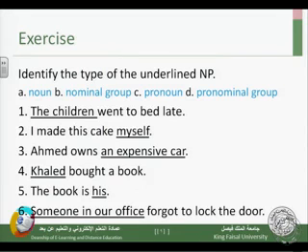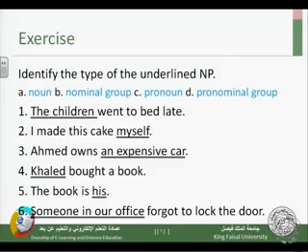Here we have a small exercise. Identify the type of the underlined NP. We have a number of choices. The first choice, A, is noun. If the underlined NP is a noun, you choose A. B, nominal group. If it is a nominal group, you choose B. C, pronoun. If it is a pronoun, you choose C. And finally, D, pronominal group. If it is a pronominal group, you choose D.